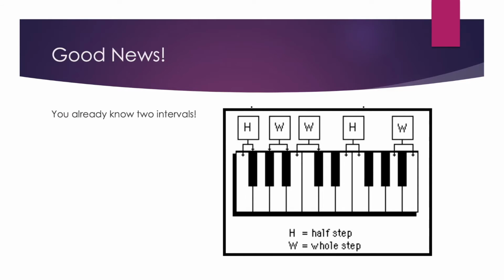Got some good news for you. We've already learned two intervals, the half step and the whole step. Recall that half steps are between any two contiguous notes on the keyboard, whereas a whole step is equivalent in size to two half steps. One example being B to C as a half step and B to C sharp as a whole step.